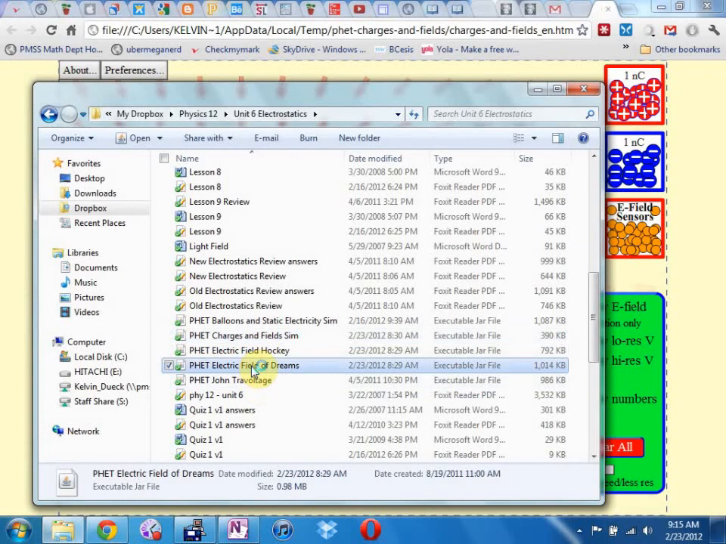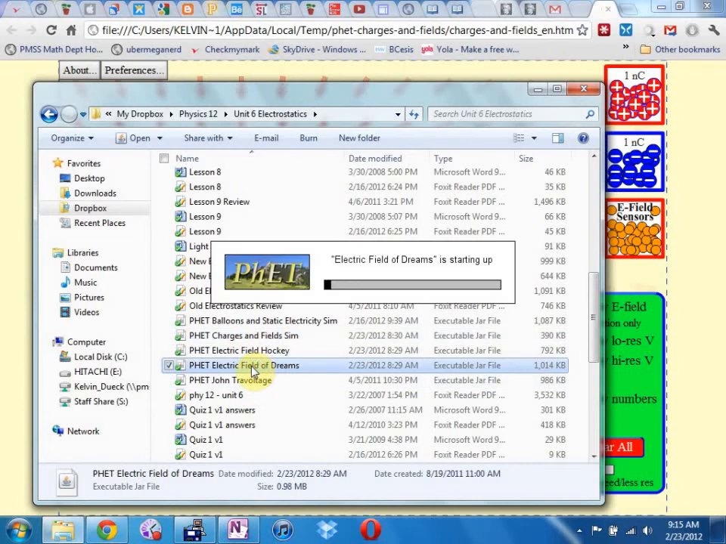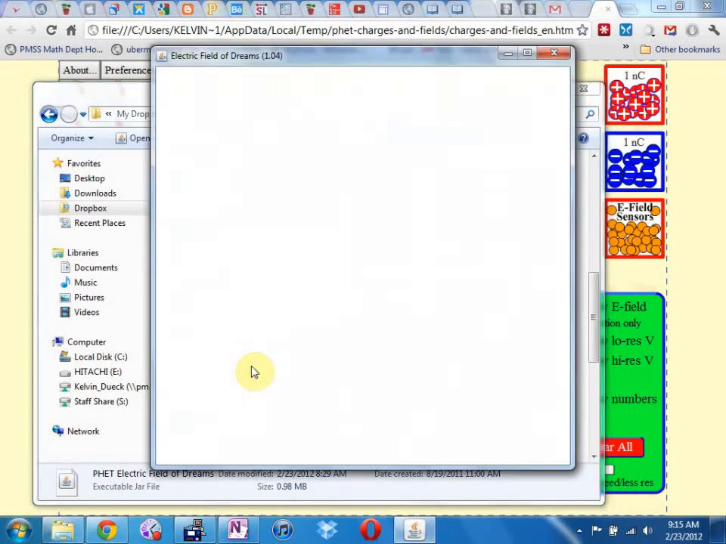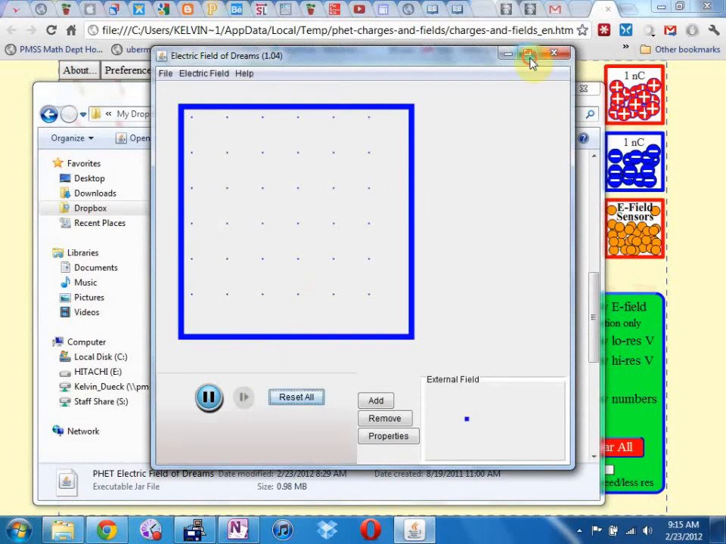A little easier to see if we add some motion. Assuming this decides to run. Come on. Okay.